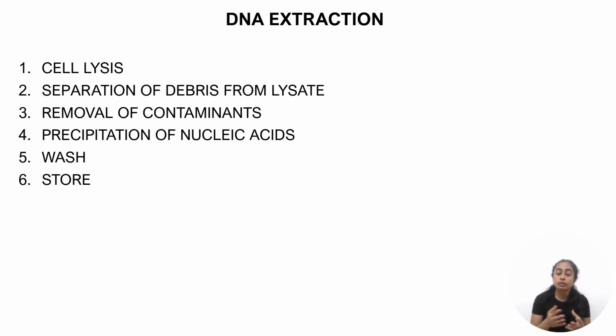Third is removal of contaminants. So even from the lysate, you will have to remove some contaminants. Fourth is precipitation of nucleic acids. From the remaining mixture, you precipitate out what you want, nucleic acids. And then you wash and store. Now I'll explain each of these steps in detail.